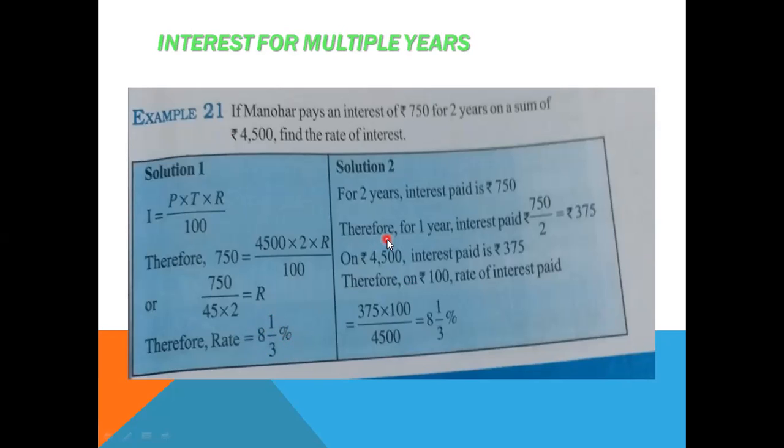One more method you can do. How can you do that? For 2 years the interest paid is 750 rupees. So first we have to find for 1 year how much they have paid. 750 by 2, so you will get 375 rupees. So for 4,500 rupees, for 1 year the interest paid is 375 rupees. Therefore for 100 rupees, the rate of interest is 375 into 100 by 4,500. So you will get 8 1 by 3%. So for 4,500 rupees, you will get 8 1 by 3% interest rate.